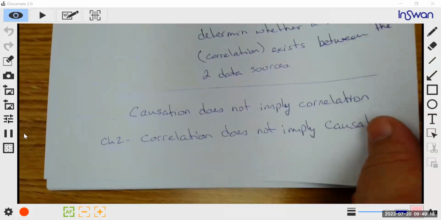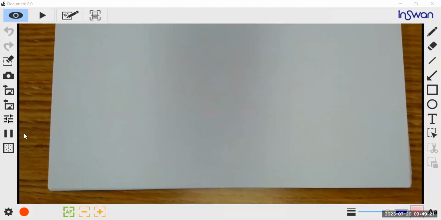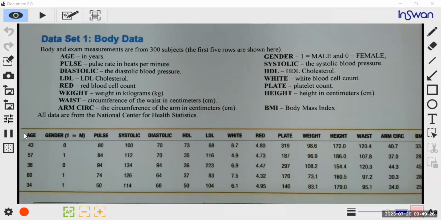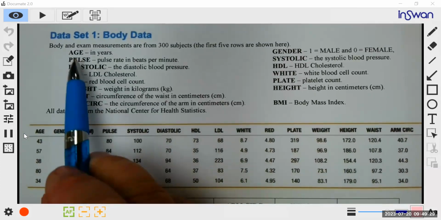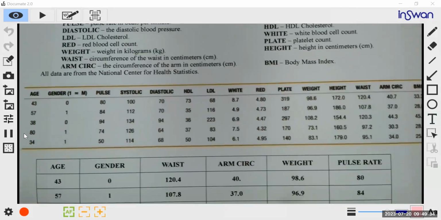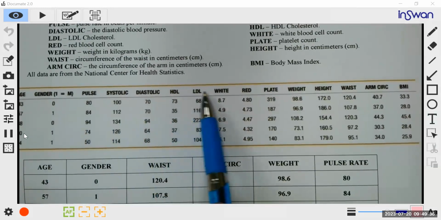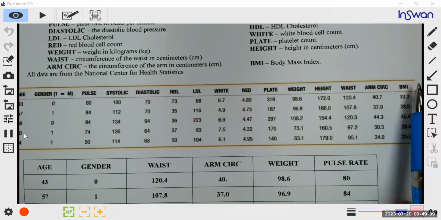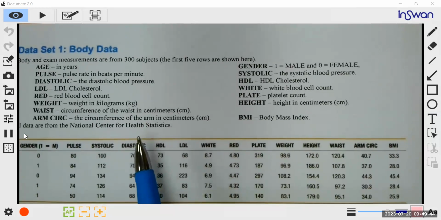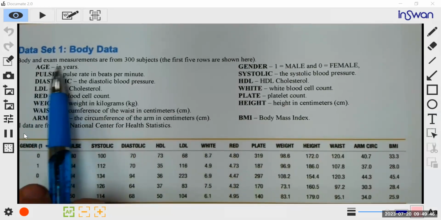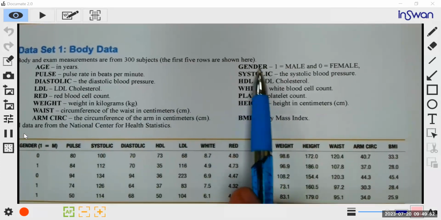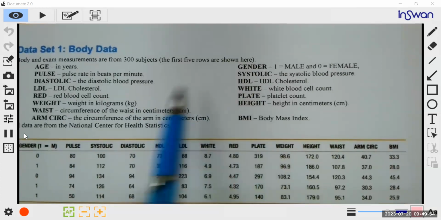All right, so let's look at the first two examples. The examples that we're going to be using come from data set 1 from Appendix B in your book, where it had all these things. This is how you do a data analysis. All of these variables are what you're examining, and these are the values of it. Why so many? You have the age of the person, you have their pulse rate, diastolic and systolic, you have their gender, you have the HDL and LDL.